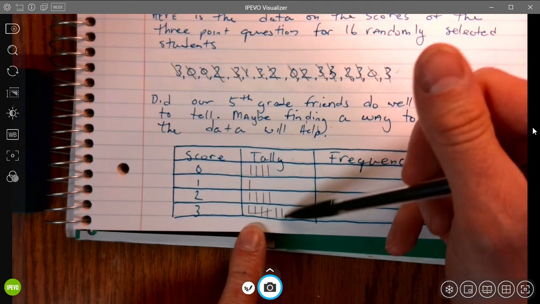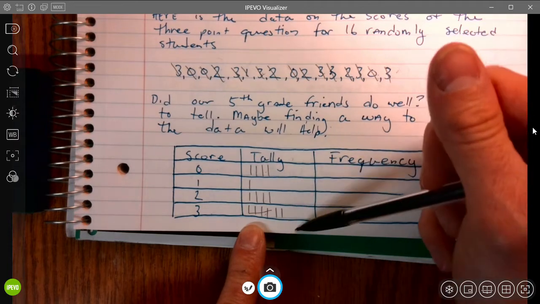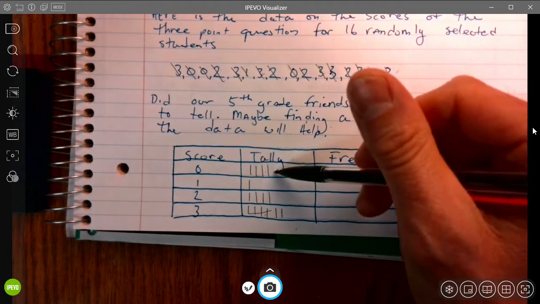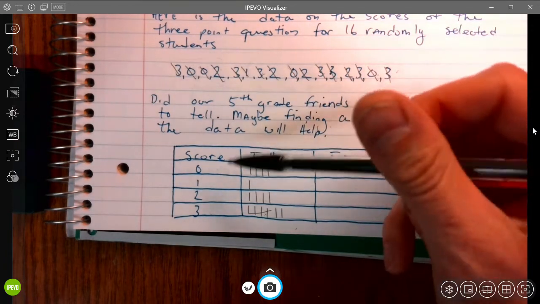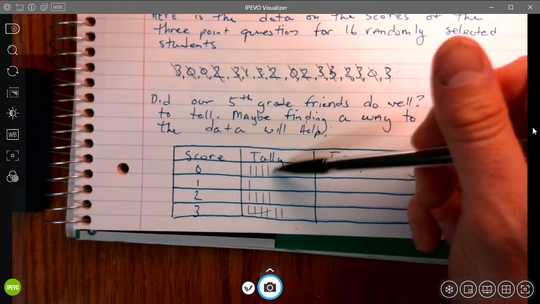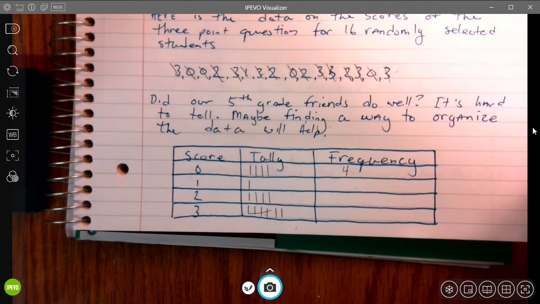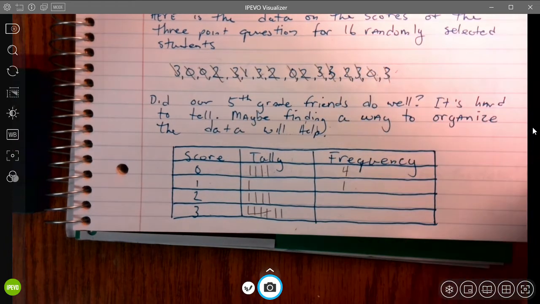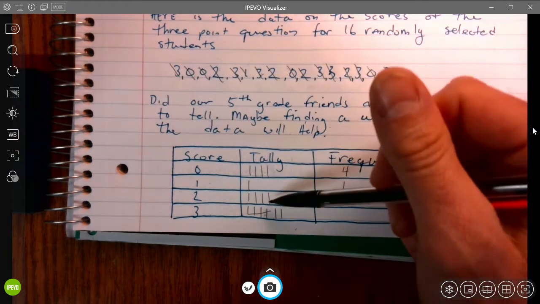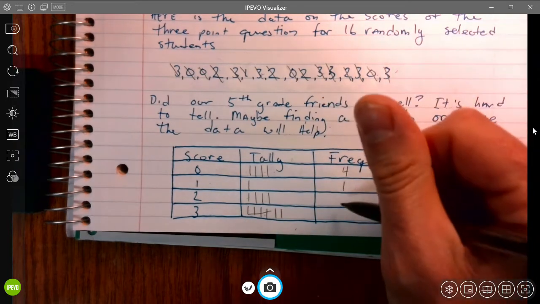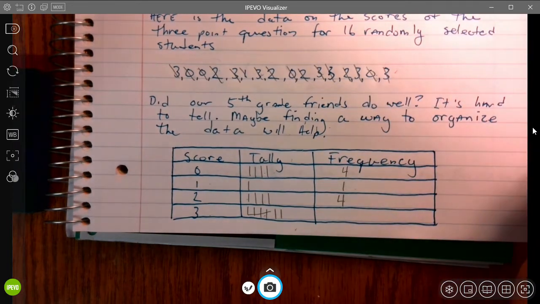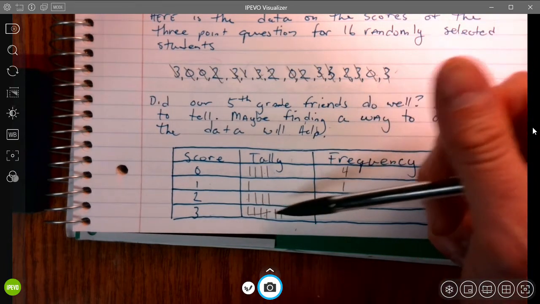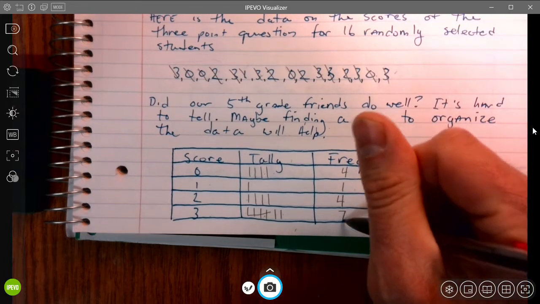Maybe some of you are familiar with doing this when you're keeping score in a game, right? So the frequency is just the number that describes this tally. If I had 4 zeros, 1, 2, 3, 4, I'll just write a 4. I had 1 one, so I'll just write a 1. I had 1, 2, 3, 4 twos, so I'll write a 4 for 2. And I had 1, 2, 3, 4, 5, 6, 7 threes.